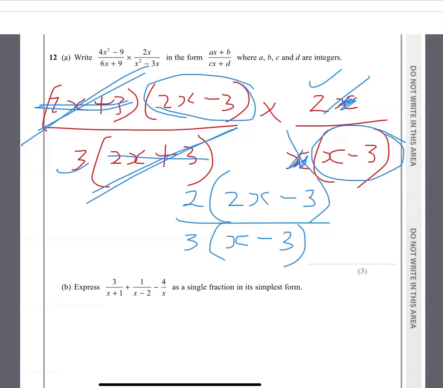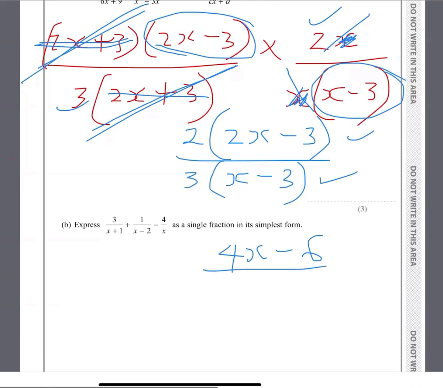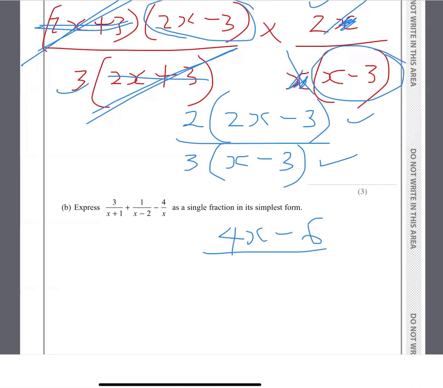But we were told to leave our answer in the form ax plus b divided by cx plus d. So they're asking us to expand what we have here. And if we expand, we would have 4x minus 6 divided by what? 3x minus 9. Excellent.